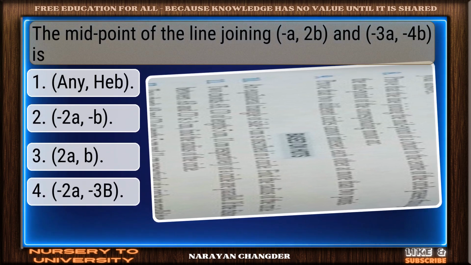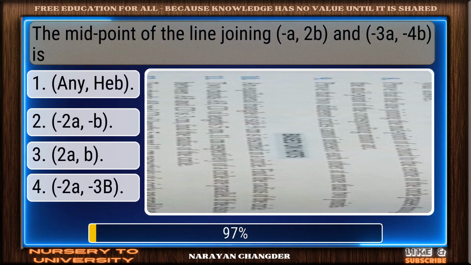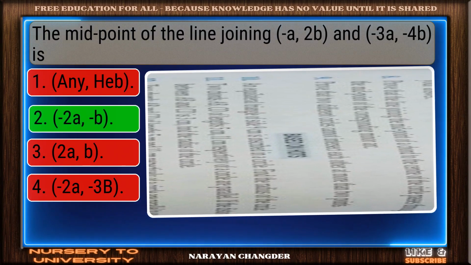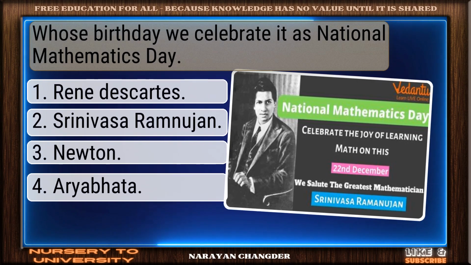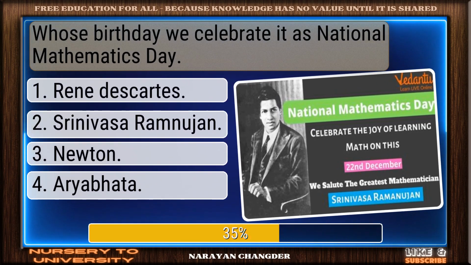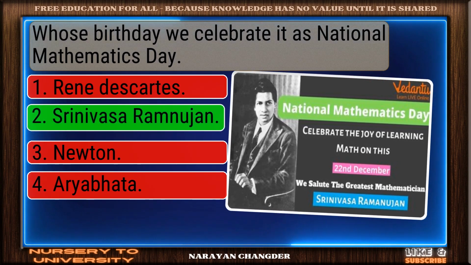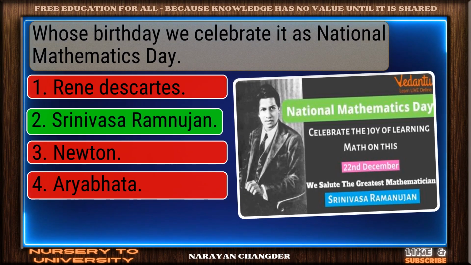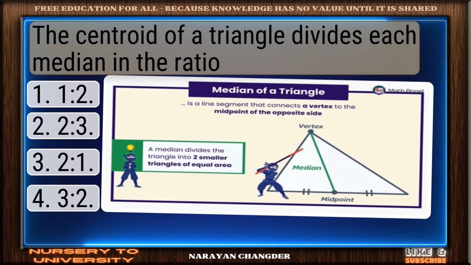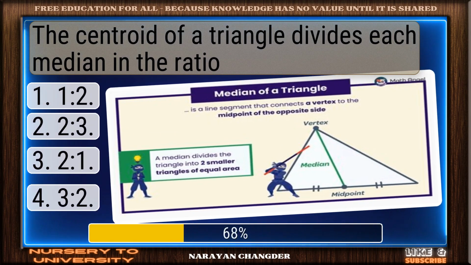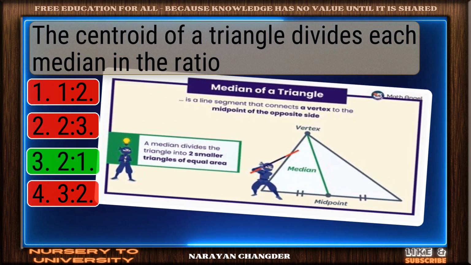Question number 105. The midpoint of the line joining and is. Excellent is a brilliant choice. Question number 106. Whose birthday we celebrated as National Mathematics Day? Well done. Srinivasa Ramanujan is the right choice. Question number 107. The centroid of a triangle divides each median in the ratio. Correct. 2, 1 is the right answer.